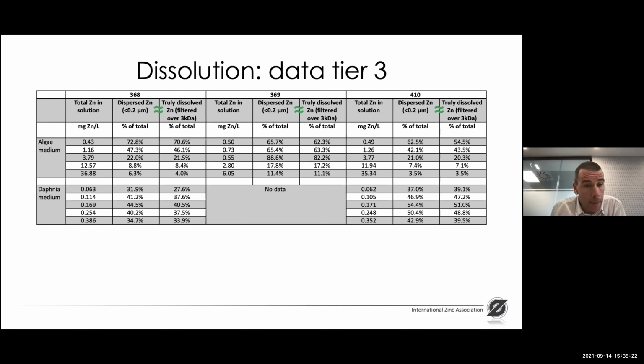What else do we see here? The percentage which is dissolved or dispersed, which is almost the same, decreases with increasing total concentration in solution. So you go from more than 70%, or 60-70%, at low concentrations to less than 10% at higher concentrations, above 10-20 milligrams zinc per liter. For the Daphnia medium, there was less variation in exposure concentration, which translates into less variation across the doses in the amount that has been dissolved.